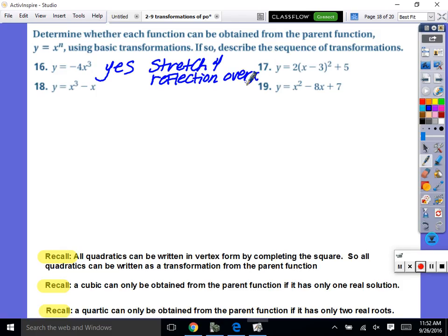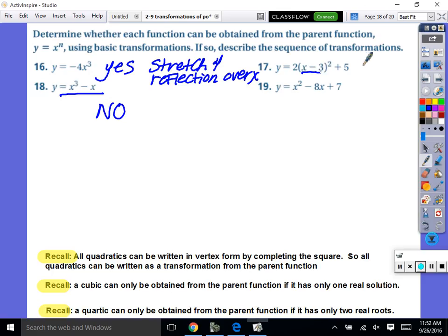Does everybody understand why? Okay, so looking at this one, x cubed minus x, that cannot be written as a transformation from the parent function. It doesn't have the correct form. That minus x in there throws it all off, so we would say no. Does everybody understand? We cannot write that as a transformed cubic. Remember how we talked about how cubics that have 3 solutions cannot be written as a transformation. Okay, looking at this one, we would say yes, because it is a quadratic just transformed.